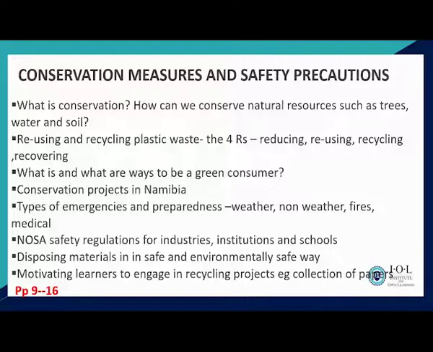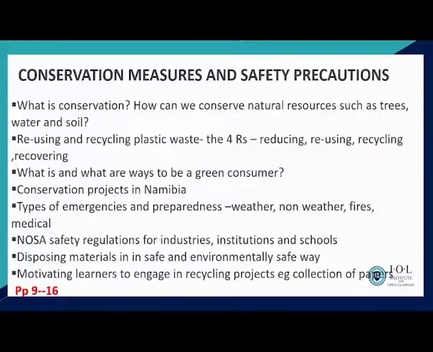What is being a green consumer? We need to know what it means to be a green consumer. For example, if you engage in conservation, you become a green consumer. If you are using fewer plastic bags, you become a green consumer. Then we have conservation projects in Namibia. We need to know these conservation projects in Namibia.